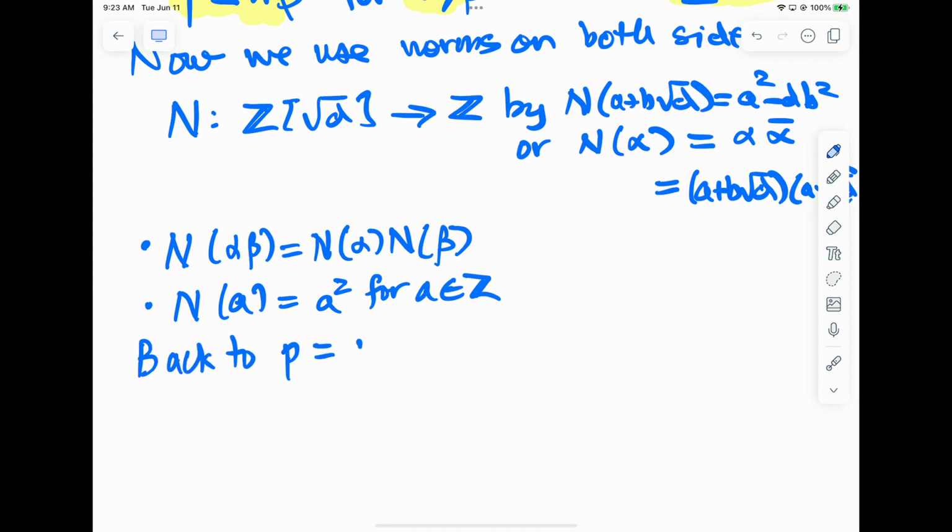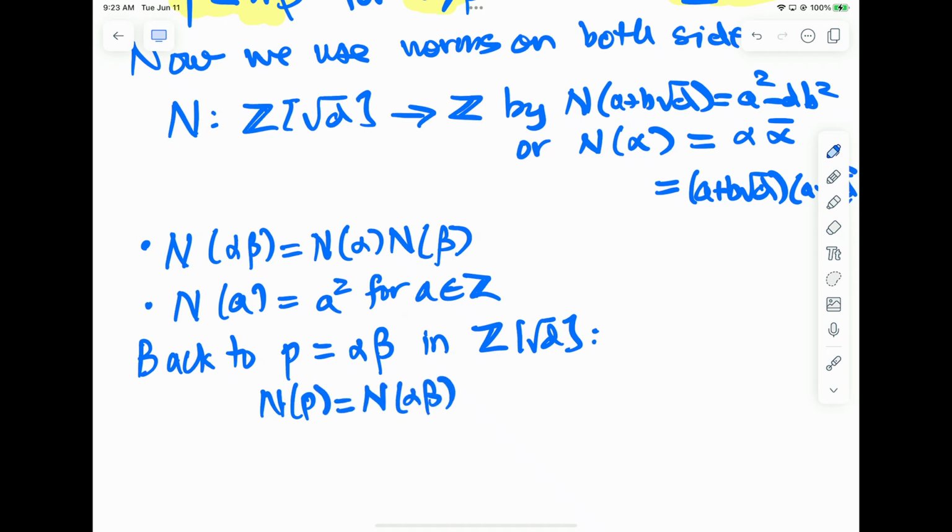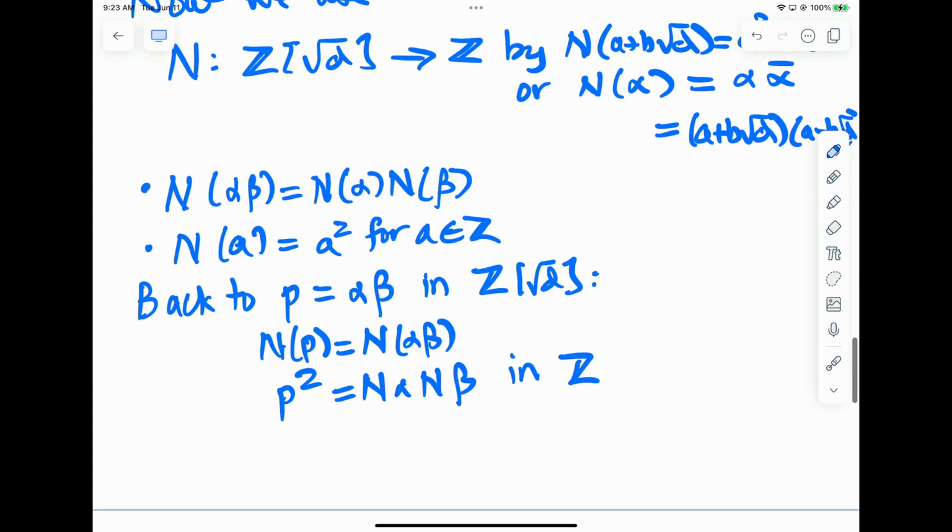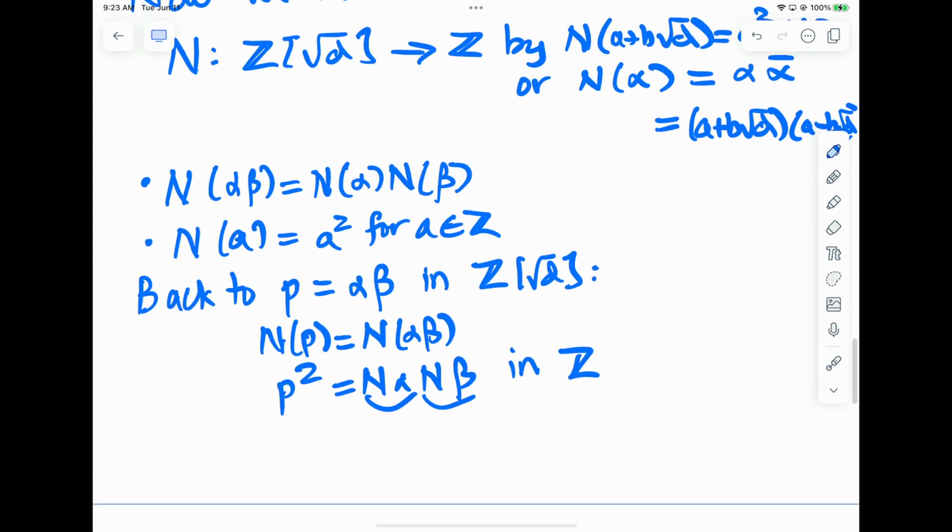When p is a product of non-units, if you take the norm on both sides, norm of p is norm alpha beta, so p squared is norm alpha times norm beta. And the important point here is that once you take norms, you're now back in the integers. And so you have two numbers, norm alpha and norm beta, whose product is the square of a prime. So what are the possible values for the norm of alpha?